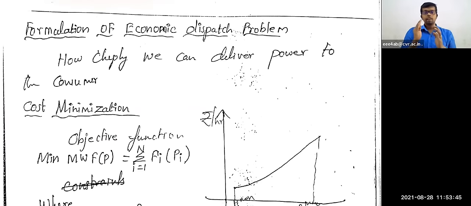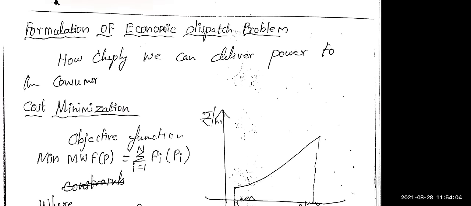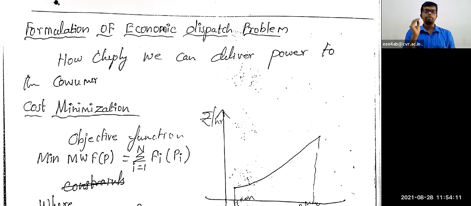What are power balance constraints? Whatever generation is happening equals the demand. That is called the power balance constraint. What are the minimum and maximum operating limits? Whatever power is being generated in the generating station should be within the minimum and maximum operating limits. So that is the definition of economic load dispatch.